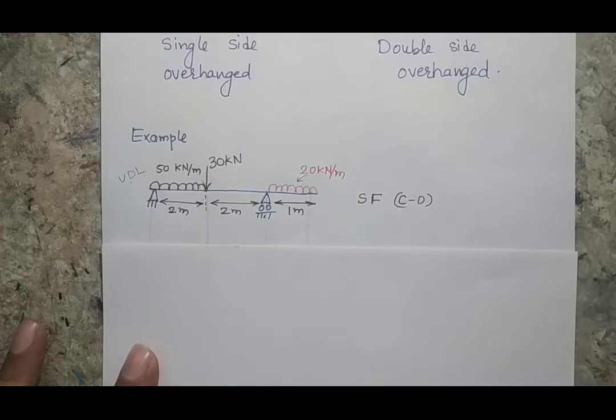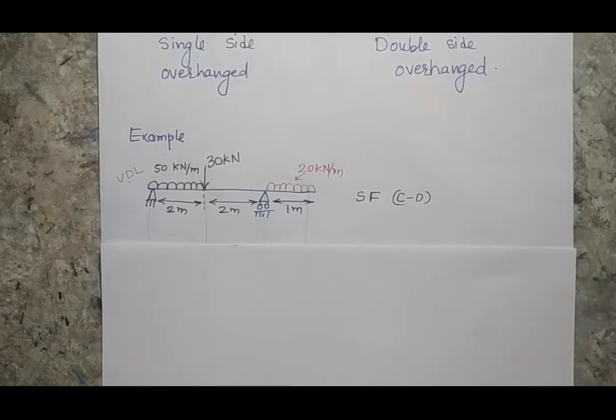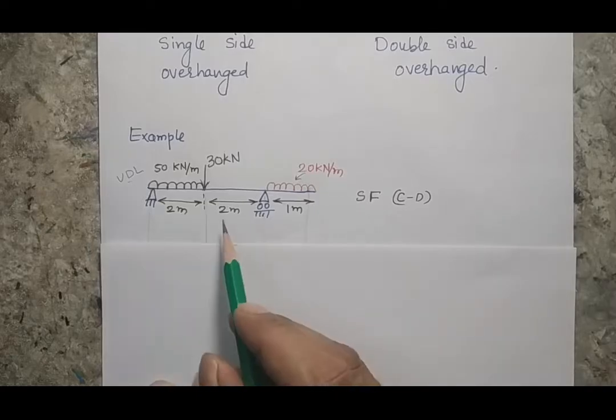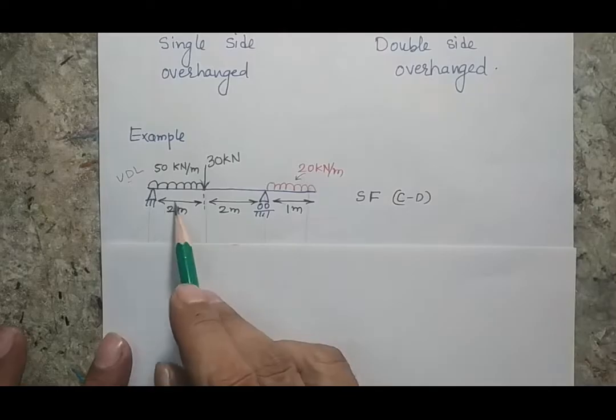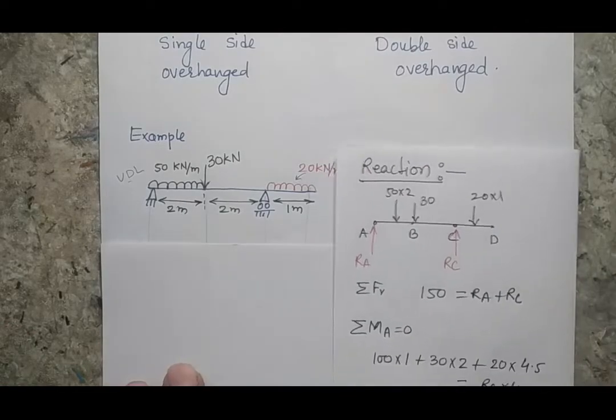We know that before getting the reactions, it is not possible to make the shear force and bending moment diagram for an overhanged beam, as well as for a simply supported beam. So the first job is to calculate the reactions. Now how can we calculate the reactions? To calculate the reactions, we first have to consider an equivalent beam.